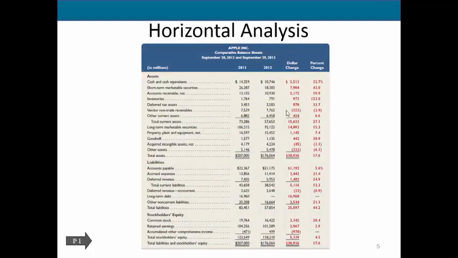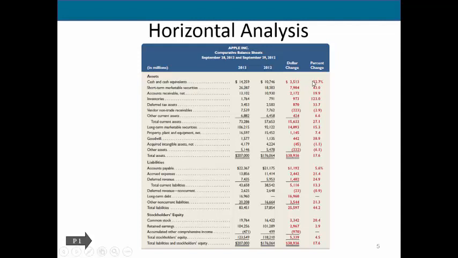So let's look here. We have an example of a horizontal analysis, and this is for the balance sheet. And this is where I was saying you can get an idea of why we call it a horizontal analysis. What we're doing is comparing horizontally the change in, for example, our cash and cash equivalents from 2012 to 2013. You can see here the dollar change is positive $3,513, which means we increased our cash and cash equivalents when we moved from 2012 to 2013.